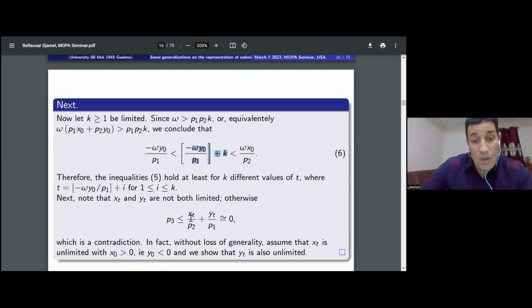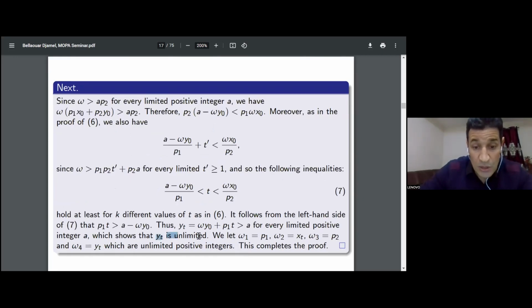Here, xt and yt cannot both be limited, and if we assume that xt is unlimited, we can show that yt is also unlimited.